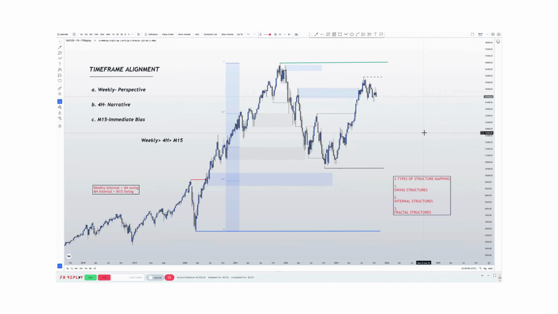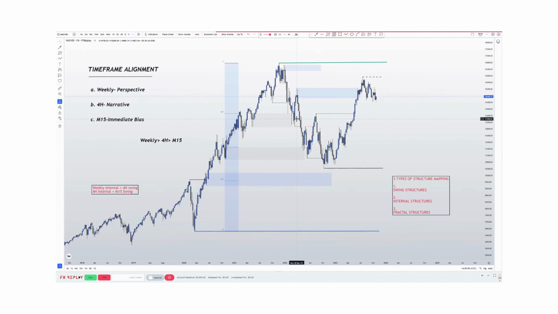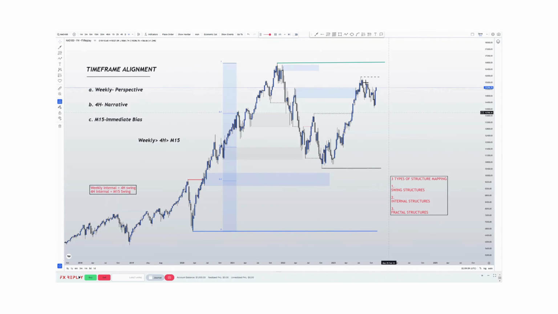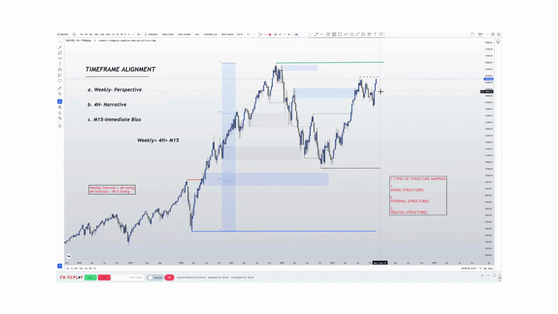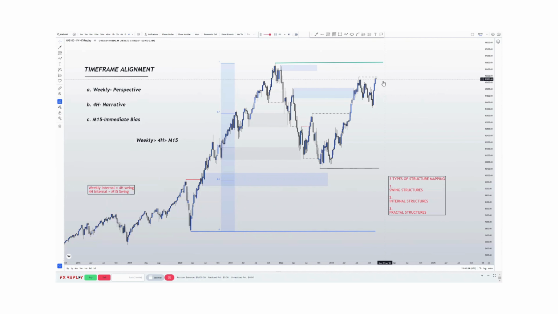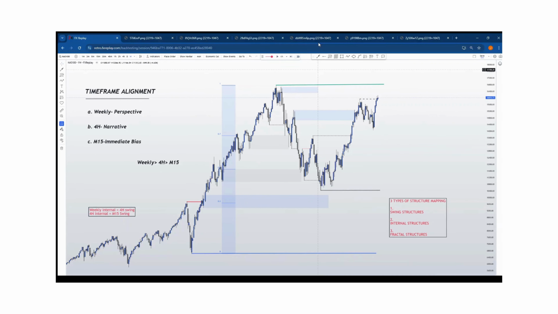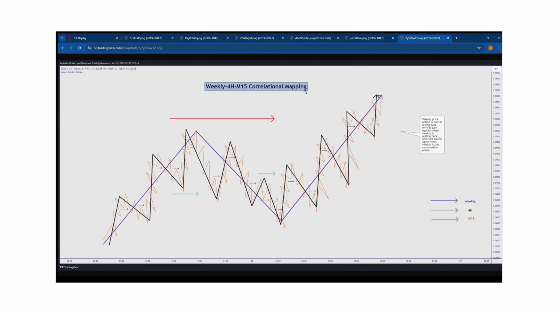We're just watching the weekly, because we now understand how the time frames are aligned and what to expect. So if you go down deeper, this is the weekly internal, it's the H4 swing structures, and on the M15 you'll have further price action, as I demonstrated from this point.